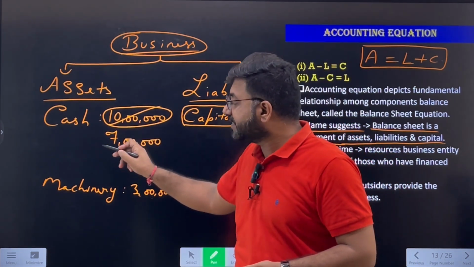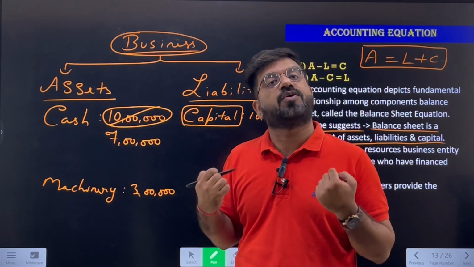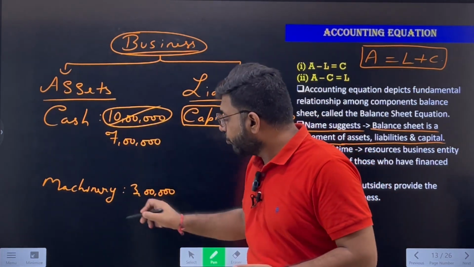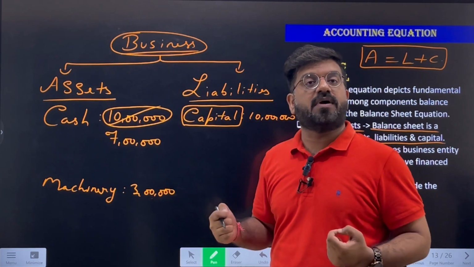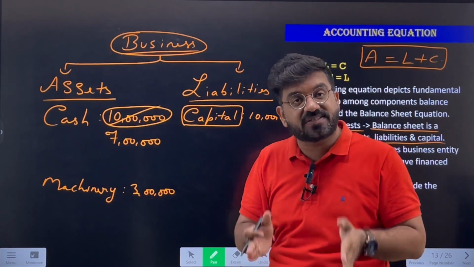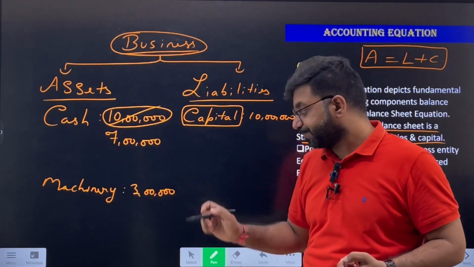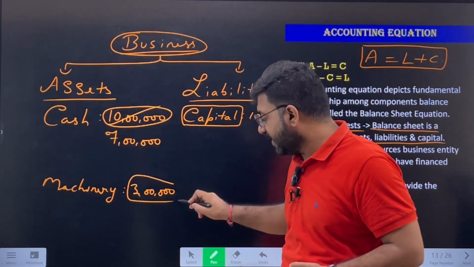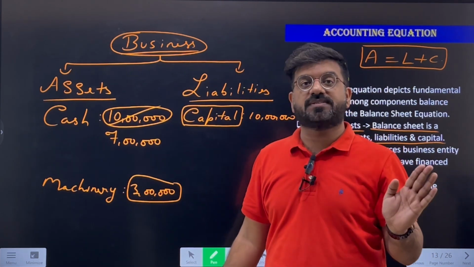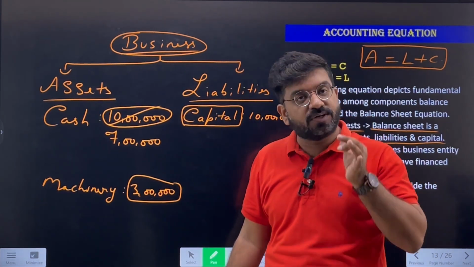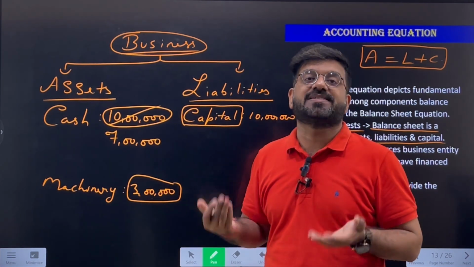Now we have 7 lakhs worth of cash in our hand and a machinery worth 3 lakhs. So the total of these is what? 10 lakhs. And this is the only amount which a business owes to the owner. So that's why this machinery of 3 lakhs has a liability also. It is not for the external person, it is for the internal person only, because he had only given us the cash of rupees 10 lakhs.